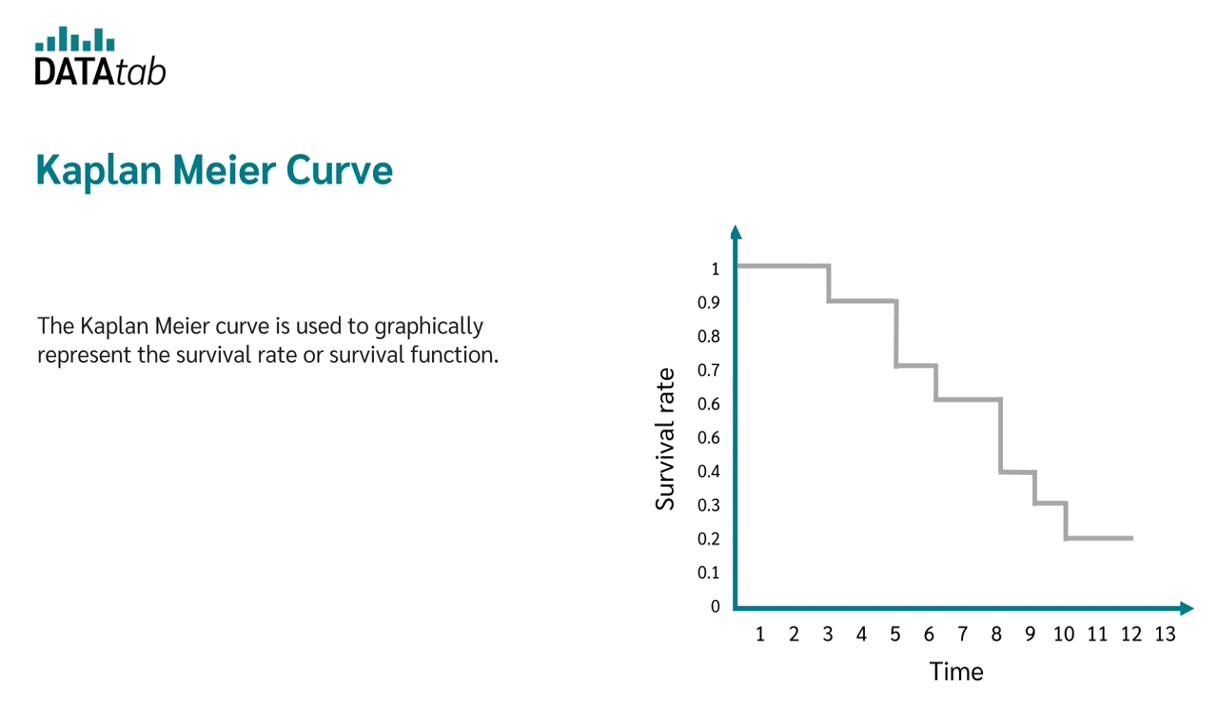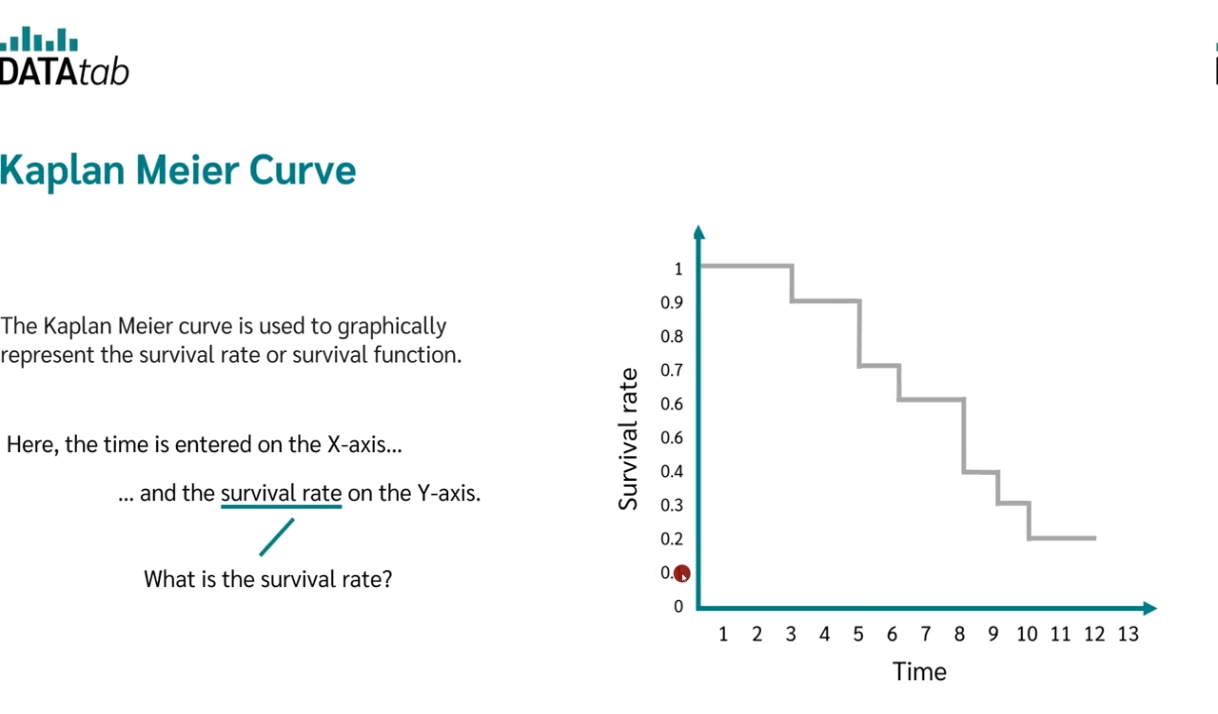The Kaplan-Meier curve is used to graphically represent the survival rate or survival function. Here the time is plotted on the x-axis and the survival rate on the y-axis. But what is the survival rate?